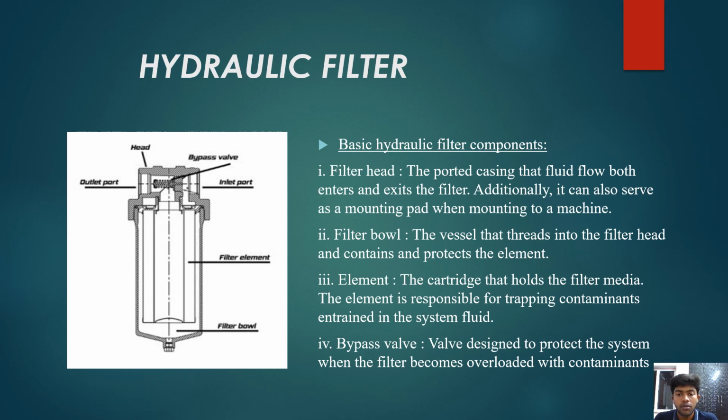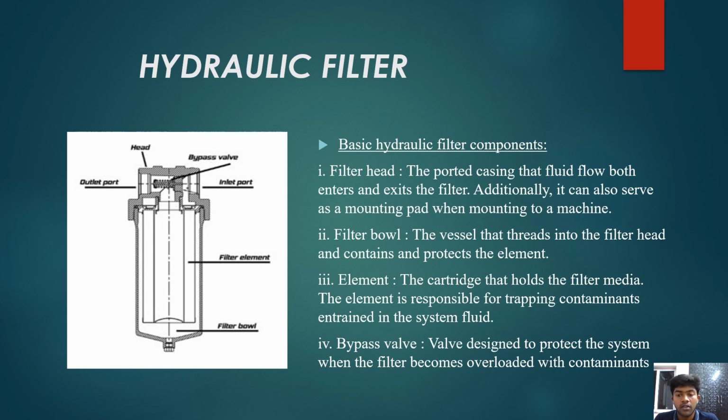So now let's get to know about the basic hydraulic filter components. There are four parts of a hydraulic filter: the filter head, the filter bowl, the filter element, and the bypass valve. The filter head is the powdered casing where fluid flow both enters and exits the filter. Additionally, it can also serve as a mounting pad when mounting to a machine, which prevents the filter element from getting damaged. The filter bowl is the vessel that threads into the filter head and contains and protects the element. So it is the casing of the entire filter which prevents the filter element from getting damaged.